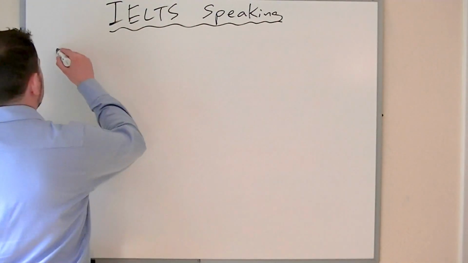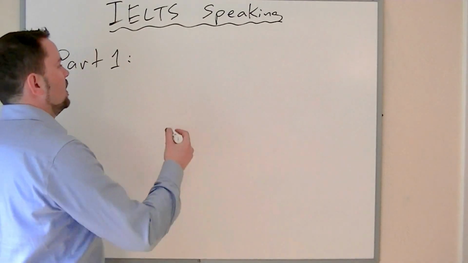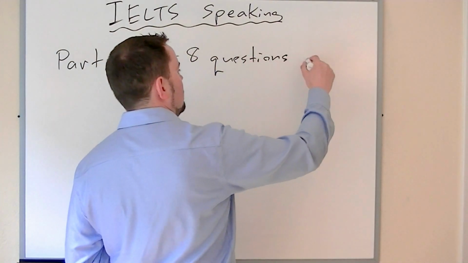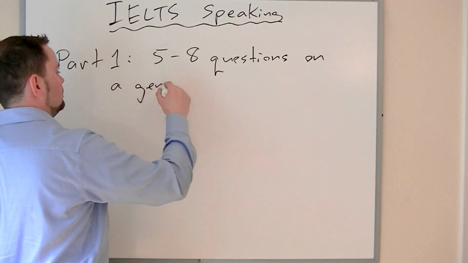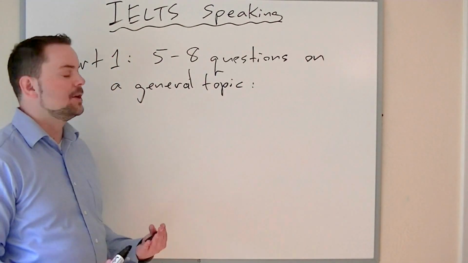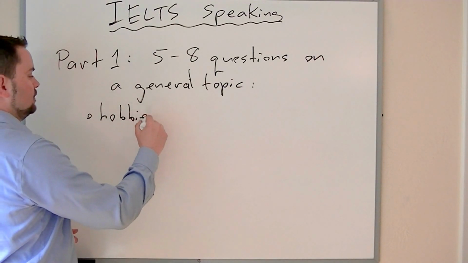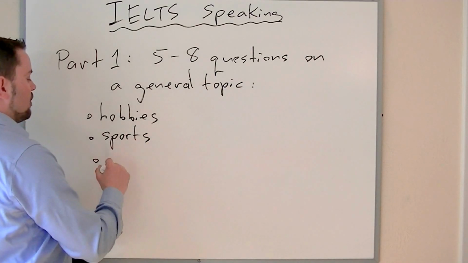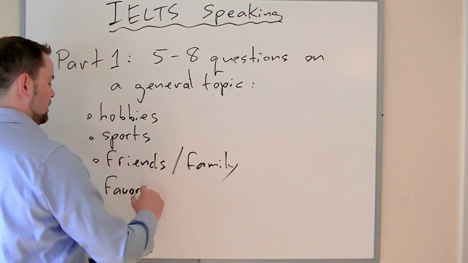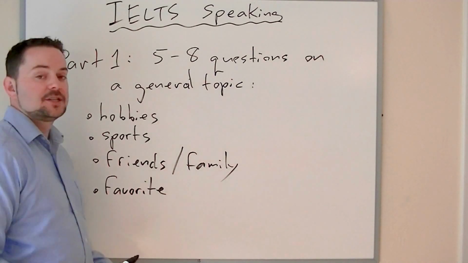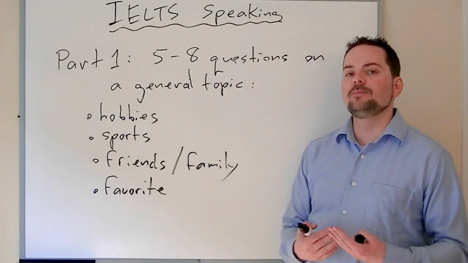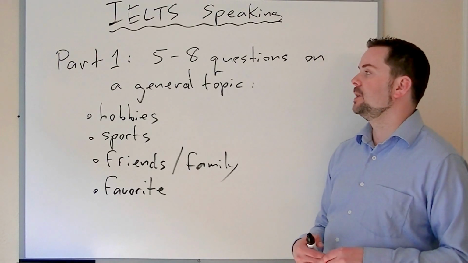Okay, so part 1 of the speaking, it's about, let's say, 5 to 8 questions on a general topic. So the topics for part 1 often include things like hobbies, sports, friends, or family, favorites, like favorite color, favorite clothing, things like that. So just some general topic that should be fairly easy to talk about. And like I say, it's about 5 or 8 questions, fairly simple questions.